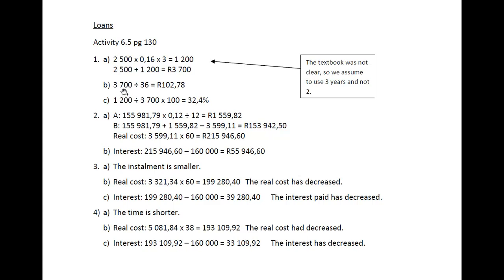Monthly installments, we're working with 3,700 divided by 36. That is the 36 months. 3 times 12 is 36 to give us our monthly installments. And finally, the interest divided by the final amount will give us the total of the final amount that we are paying as interest, which is 32.4% here.